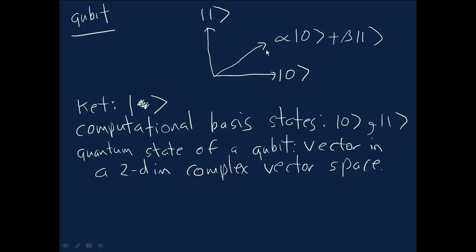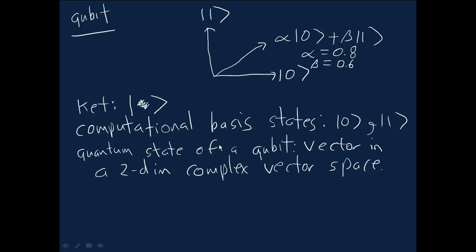In particular, in this case, if you eyeball it, alpha is about equal to 0.8. It's most of the way along there. And beta is about, say, 0.6 over here. So that's the linear combination in that particular case. This quantum state that I've drawn is a vector. It's actually got real coefficients, but in general, the coefficients could be complex numbers.